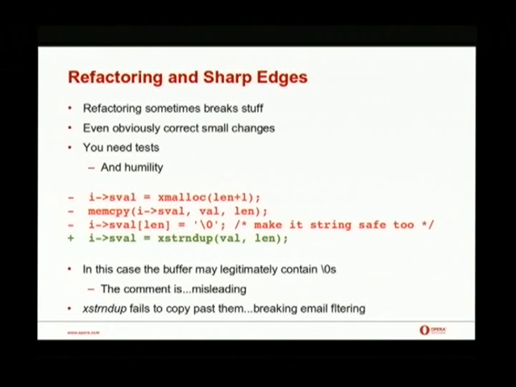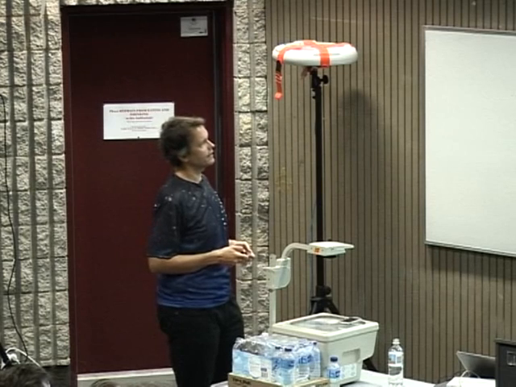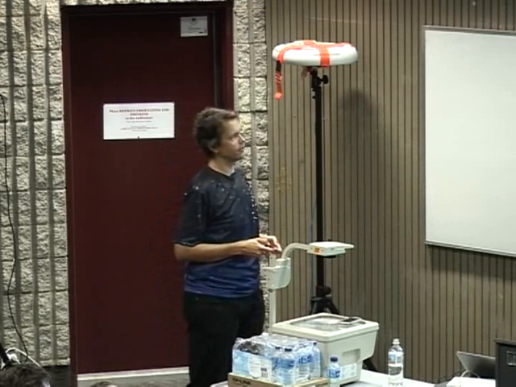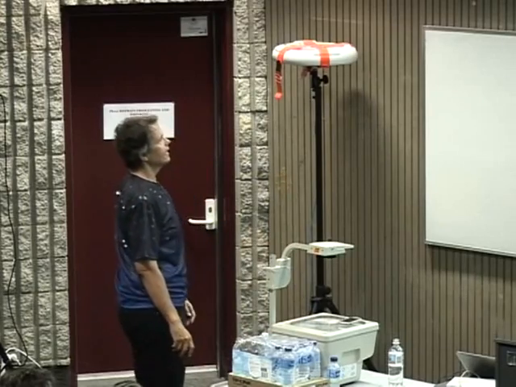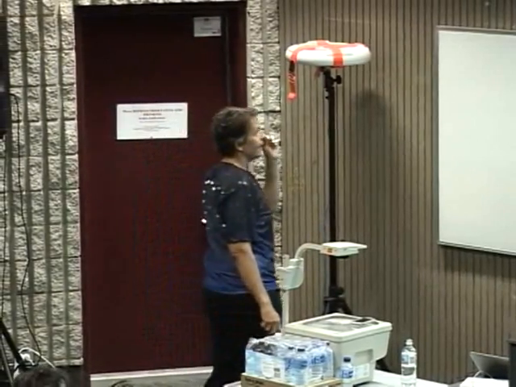Sometimes it's so easy to fix something. This is something that actually made perfect sense. This function returns a string, given the pointer into a buffer and length. Except this comment is a little bit misleading, because in fact this buffer could contain nulls and this thing stops at the first null. I broke email filtering on our service using that. I might go past that one.